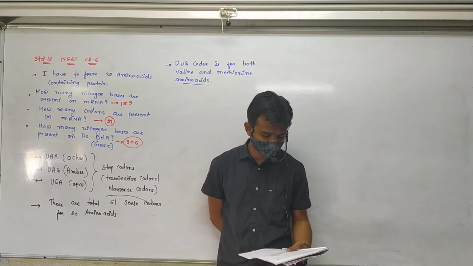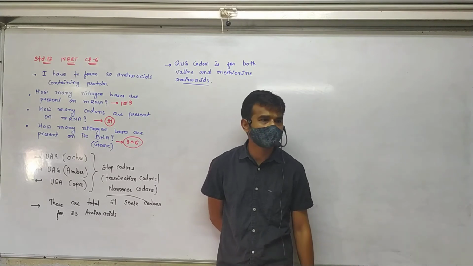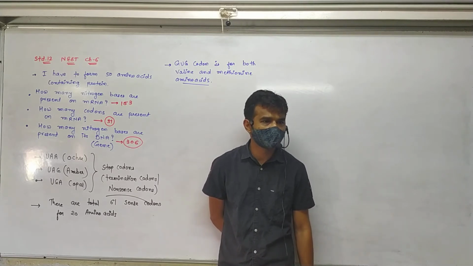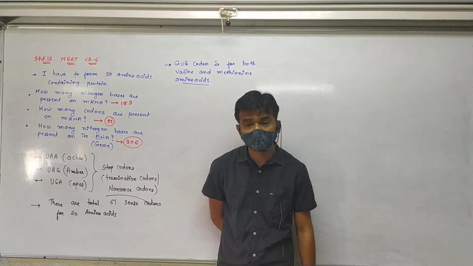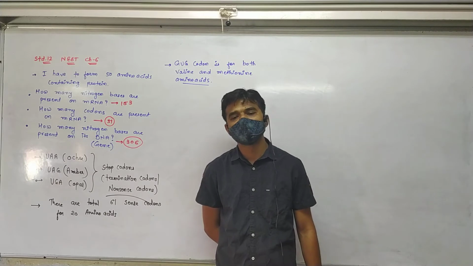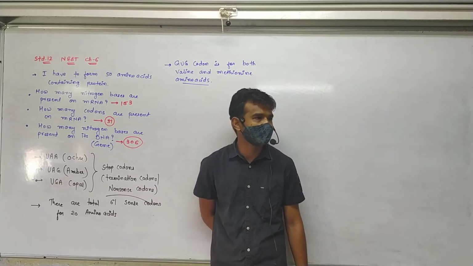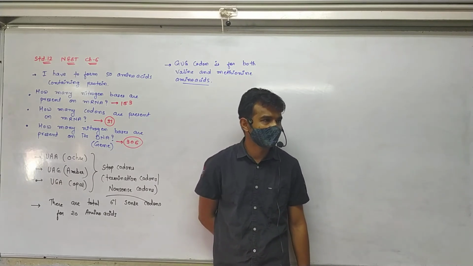So in eukaryotic cells, monocistronic type of the DNA is there, and in prokaryotic cells, polycistronic type of the DNA is there. Okay?